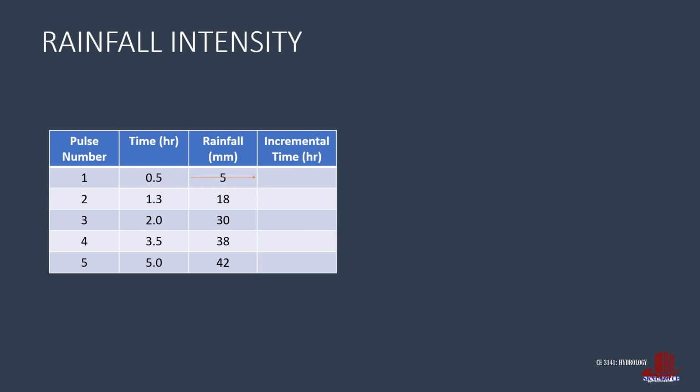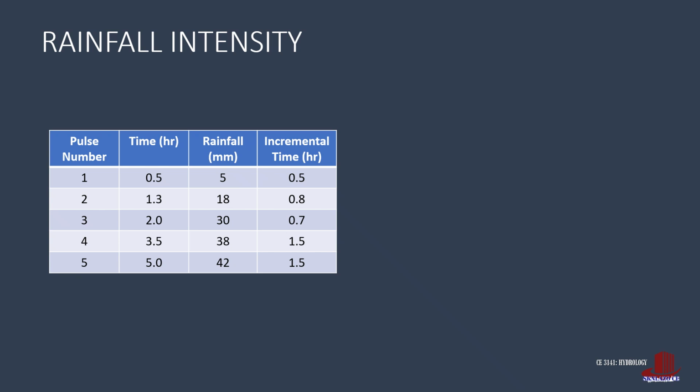The first entry is 0.5, followed by the difference of 1.3 and 0.5, which is 0.8. Then 2 less 1.3 is 0.7. 3.5 minus 2 is 1.5. And another 1.5 from 5 less 3.5.